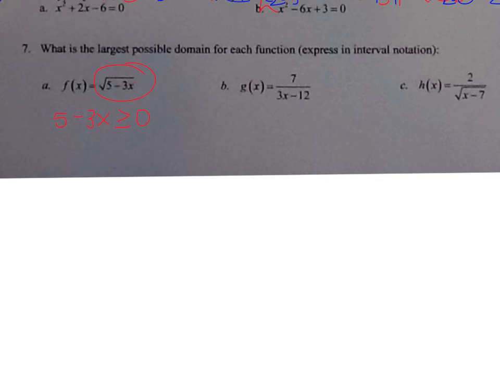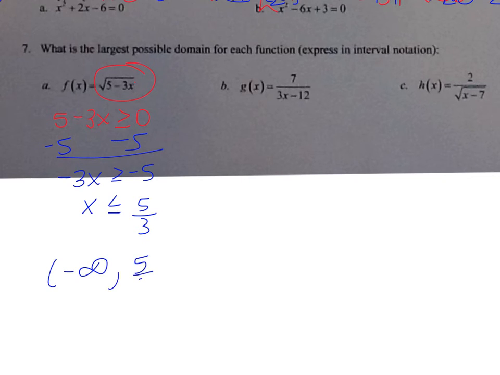It can be 0, because you can have the square root of 0. So I'm going to minus 5. Negative 3x is greater than or equal to negative 5. Divide by negative 3. X is less than, because when you divide by a negative, you flip the sign, less than or equal to positive 5/3. So using interval notation, it's from negative infinity to 5/3, including 5/3, because of the equal sign. All right, next one.